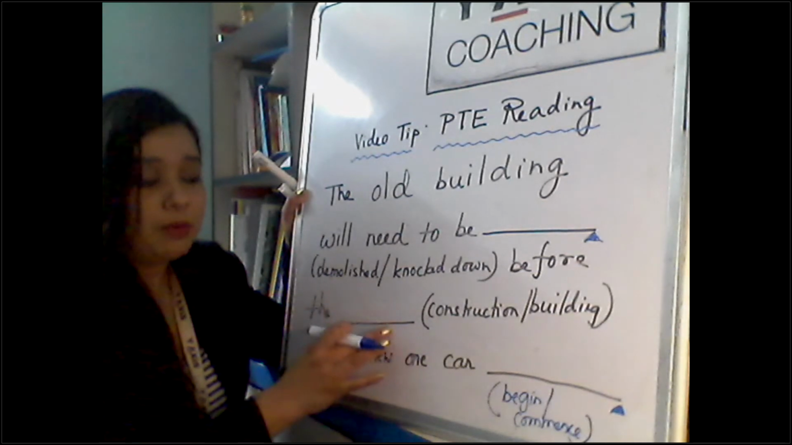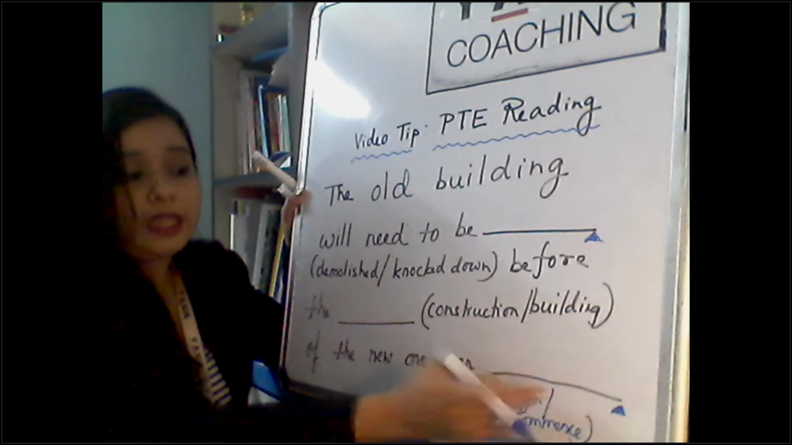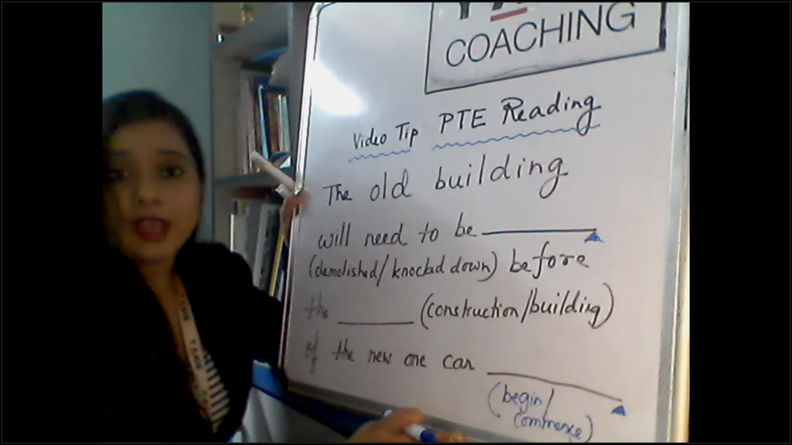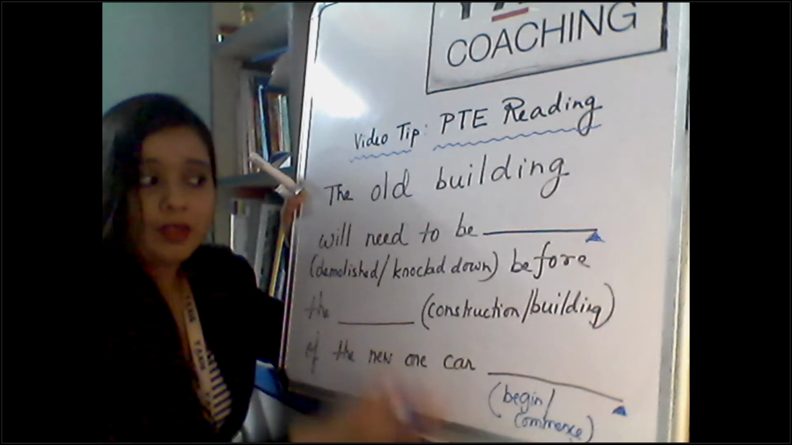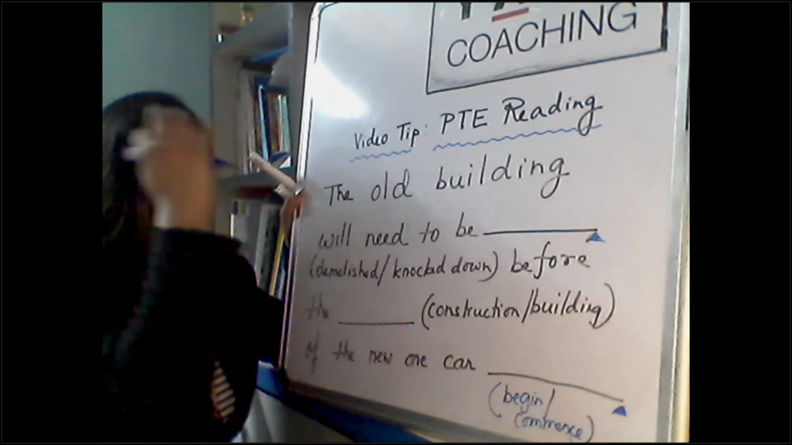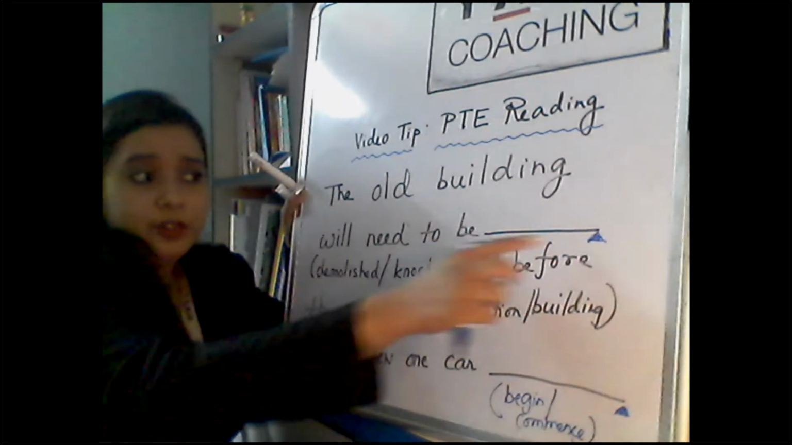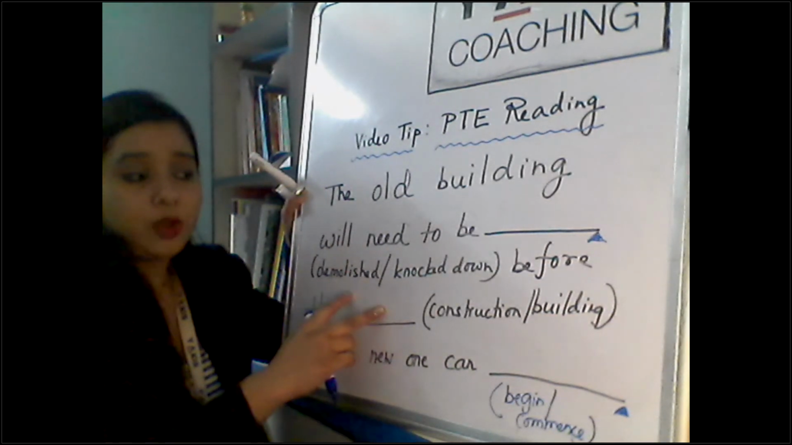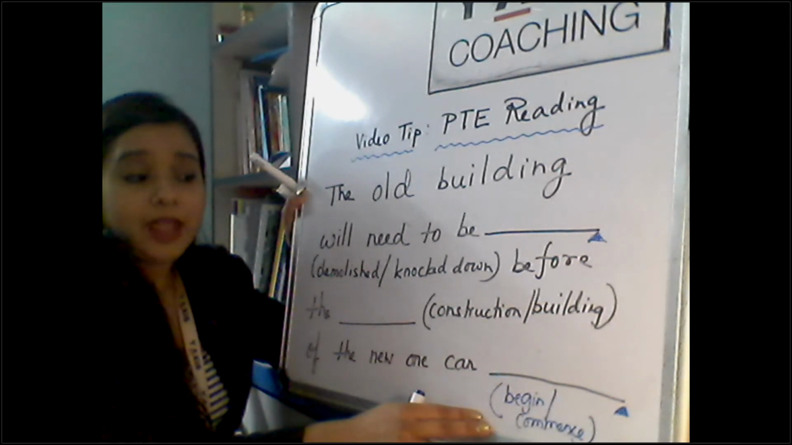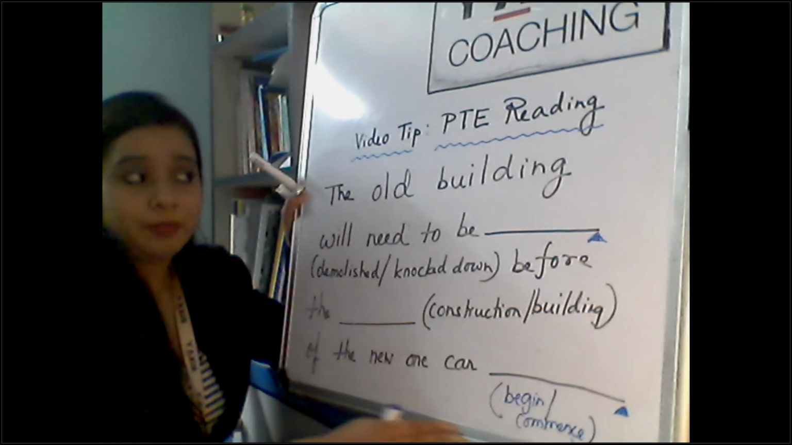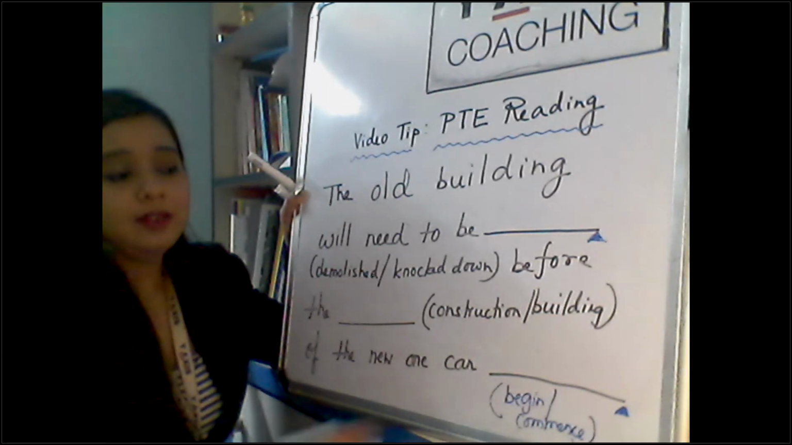Before the blank space, before the dash of the new one can, again another blank space. So how many blank spaces do we have? So we have to choose three words, right? So we have 3 marks when it comes to this sentence. Okay, so this is a drop down, fill in the blanks. I have two options for each of these blanks. For the first blank, demolished versus knocked down. The second one is construction versus building. And for the third blank, begin versus commence. So the old building will need to be dash before the dash of the new one can blank space.